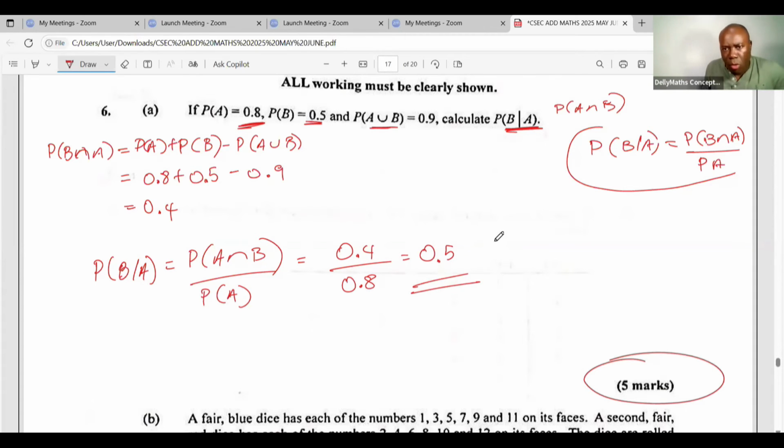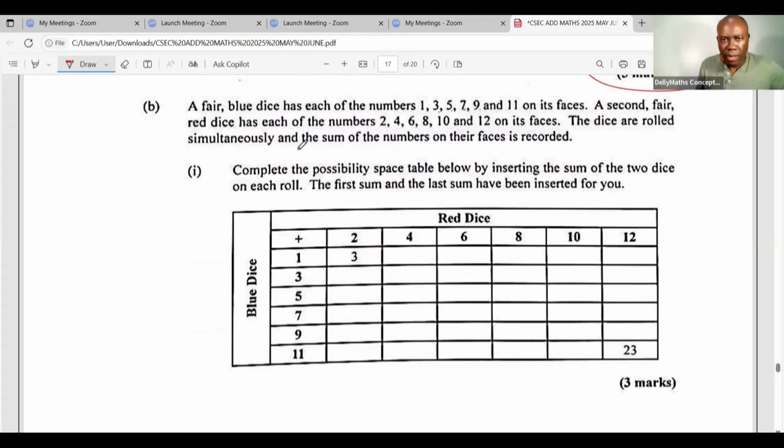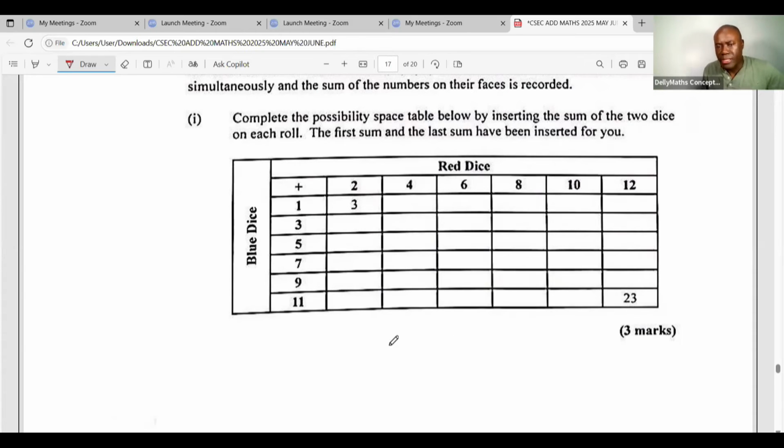Let's see what the other question is about. So the other question says, okay, the dice are rolled simultaneously and the sums are recorded here. So they're adding these up. Complete the possible space table below by inserting the sum of the two dice rolls. The first sum and the last sum have already been inserted. So you could see 1 plus 2 gives us 3, 11 plus 12 gives you 23.